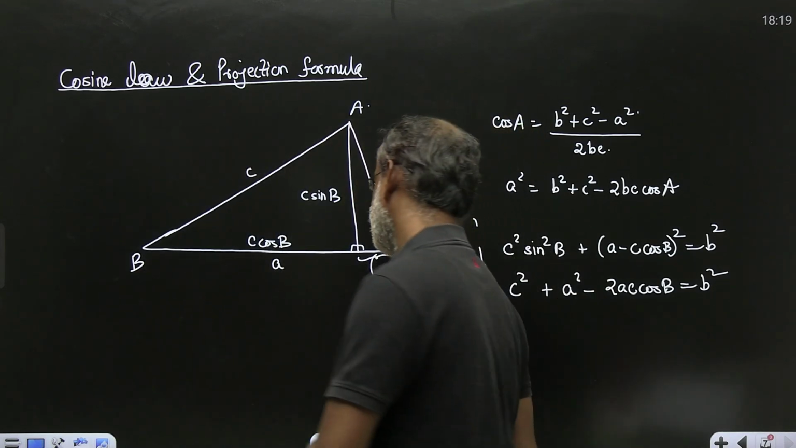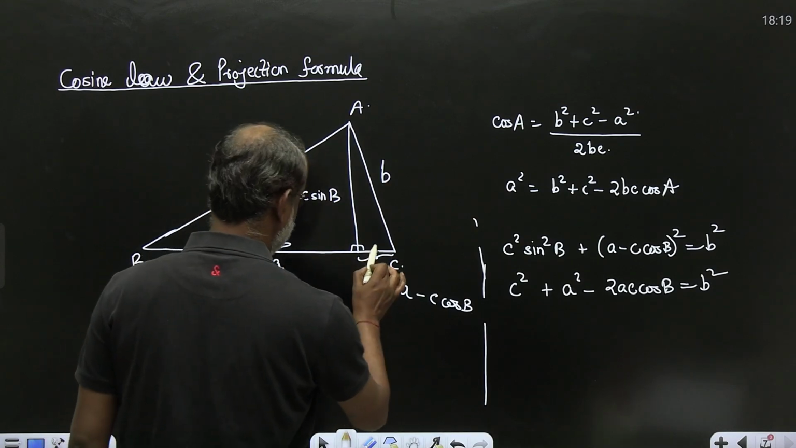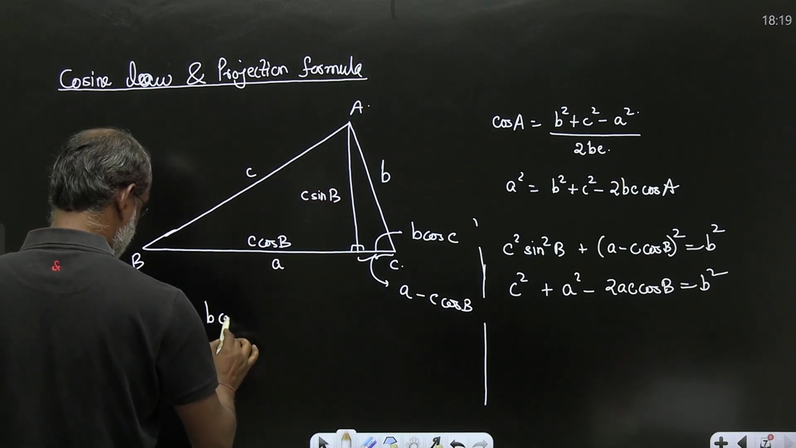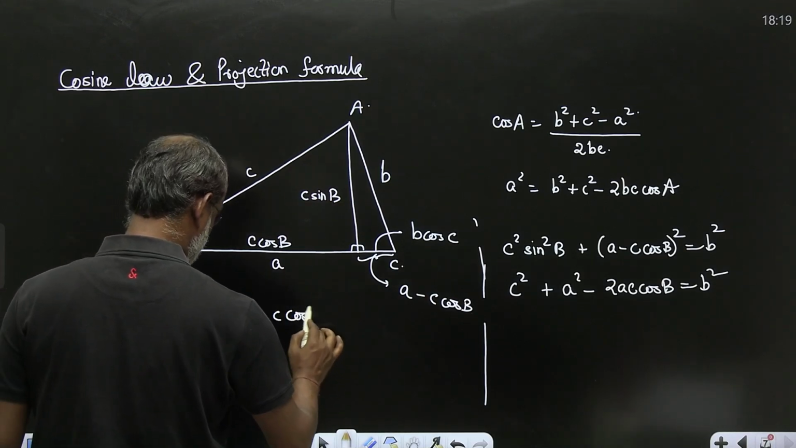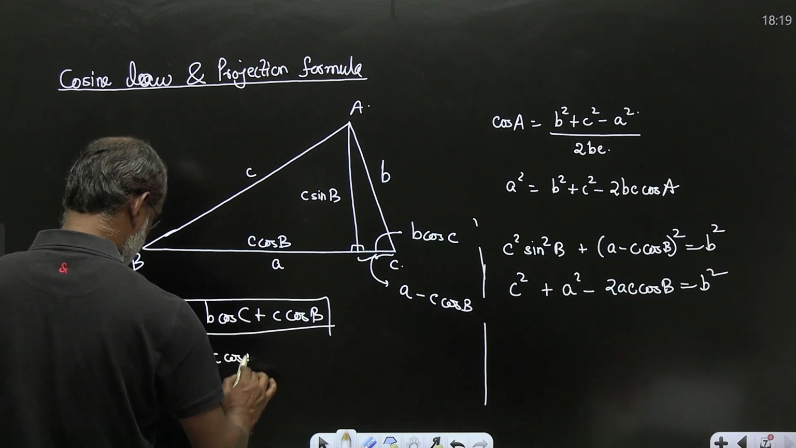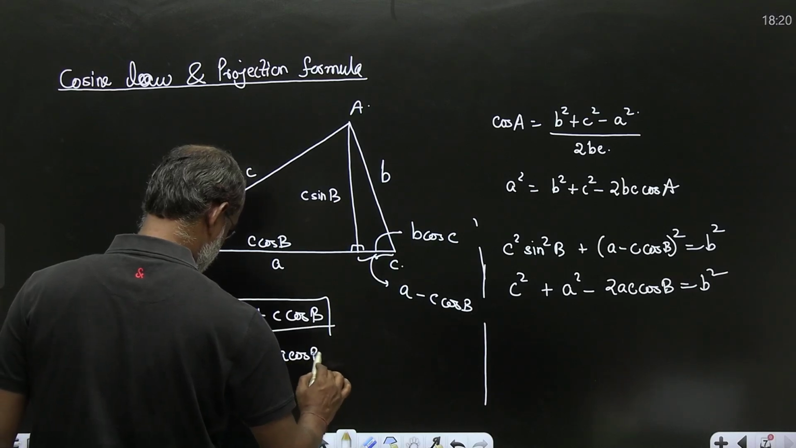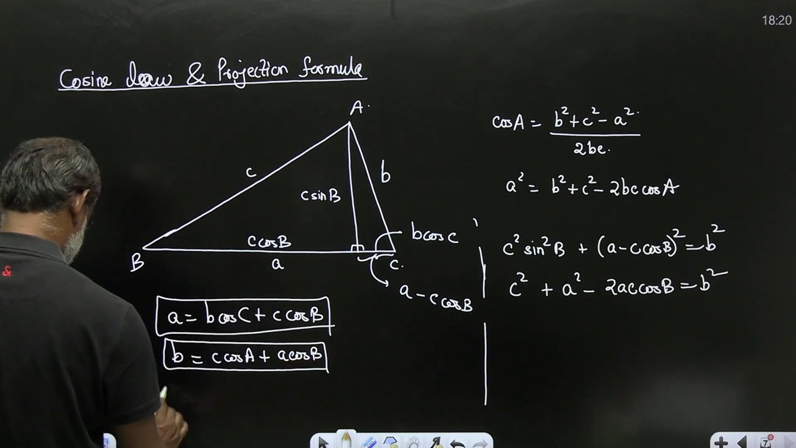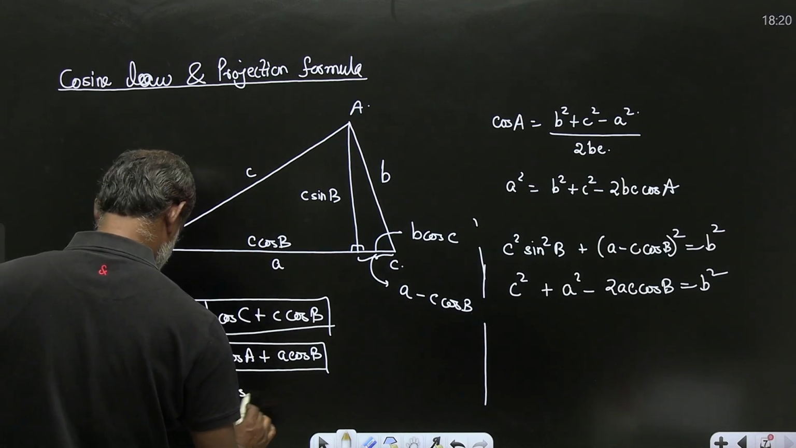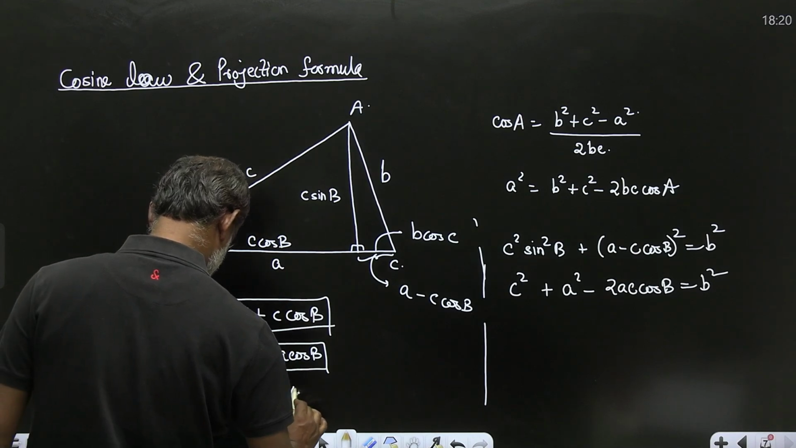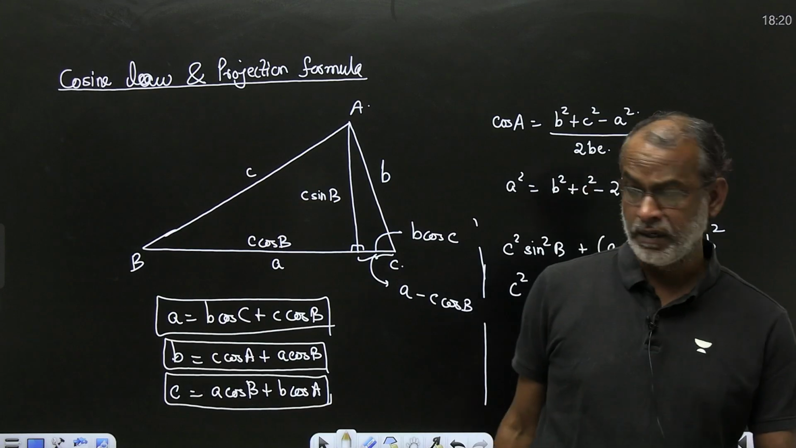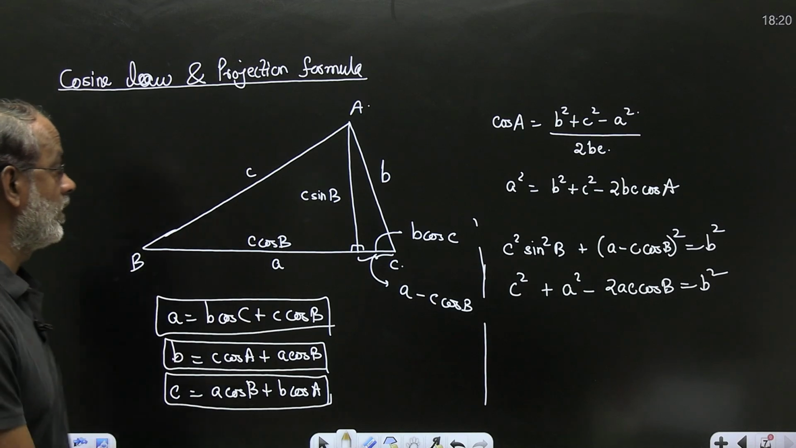Okay. Now, insofar as the projection formula is concerned, I think it is very easy to see that if this is c cos B, this is b cos C. a is what? b cos C plus c cos B. And in a similar way, we can write b is c cos A plus a cos C, and c is a cos B plus b cos A. Fine. So this is called the projection formula, this is the cosine law.